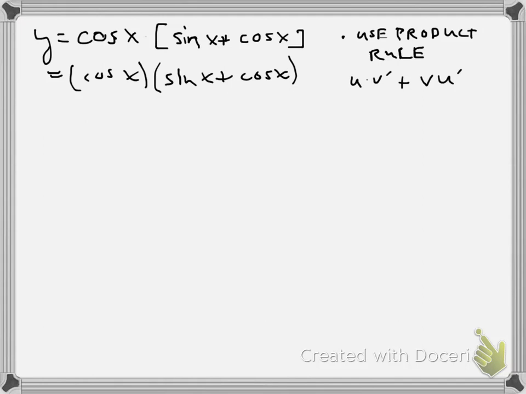And the product rule over here, you take the first item, which would be cosine x, and then multiply it by the derivative of v, which is sine x plus cosine x. And then you switch and you do v times the derivative of u, u prime.